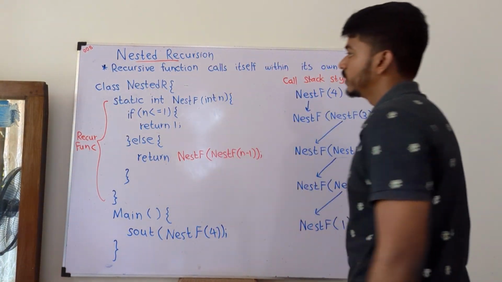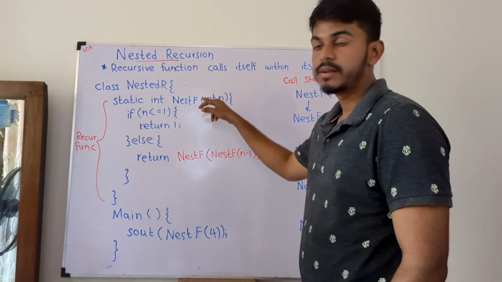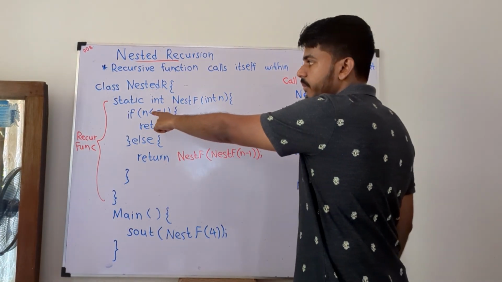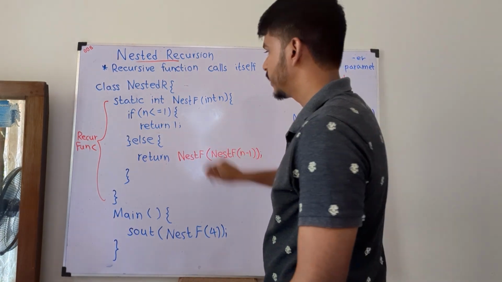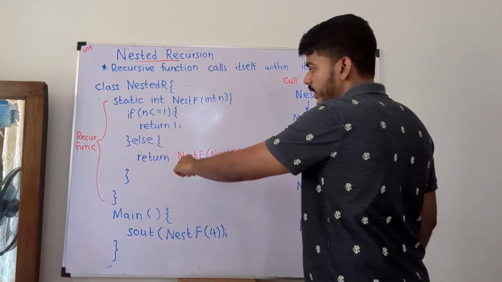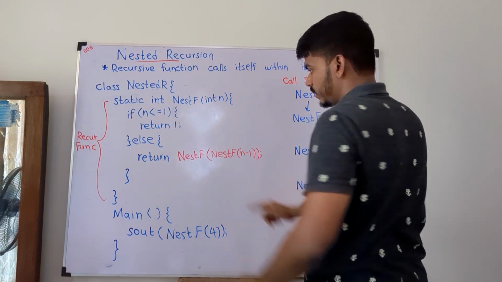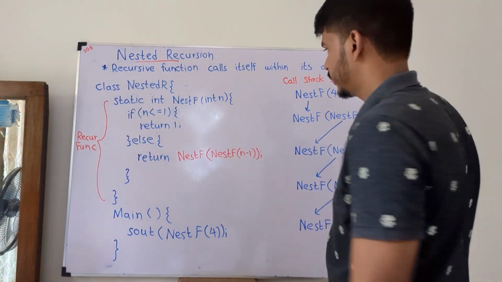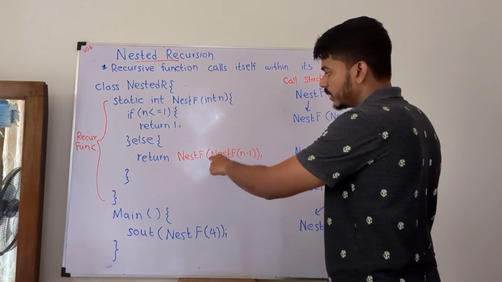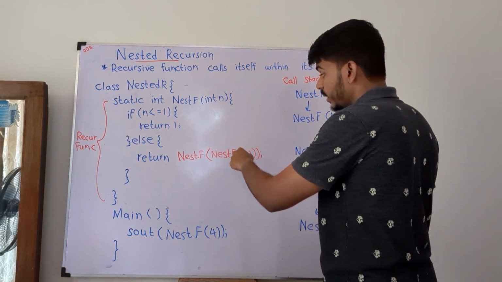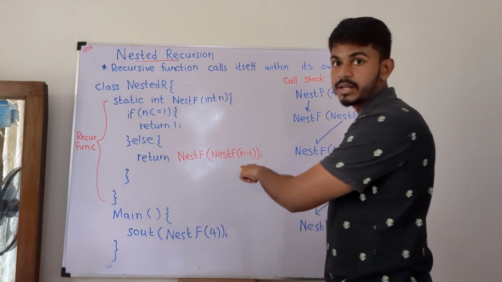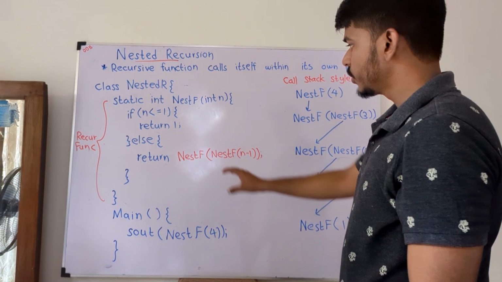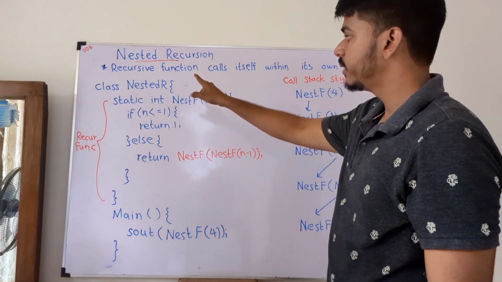What it does is, it's going to take an integer n as a parameter, and check whether the number is less than or equal to 1. If it is, it returns 1 as the base case. Otherwise, it's going to return nestF. Then you can see here in this nested recursion, it has called nestF(n-1), which is calling itself inside its own parameter. So that is a nested recursion.